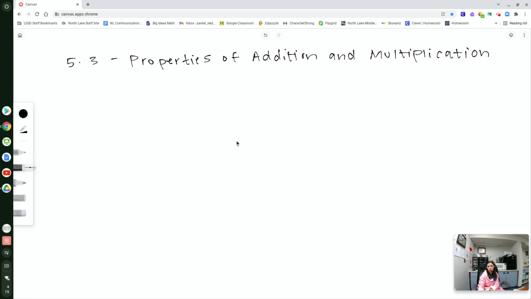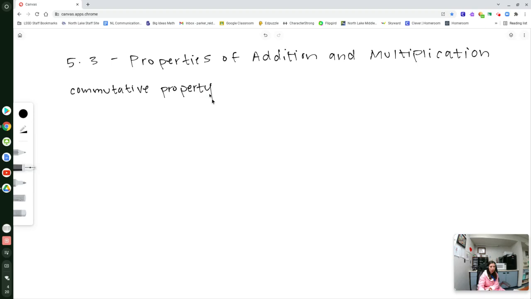So my suggestion would be to print out the blank copy of the guided notes if you can, and then fill them in by watching this video and looking at the filled in copy posted to Google Classroom. So, in this video, we're going to talk about two different properties of addition and multiplication. The first is called the commutative property.